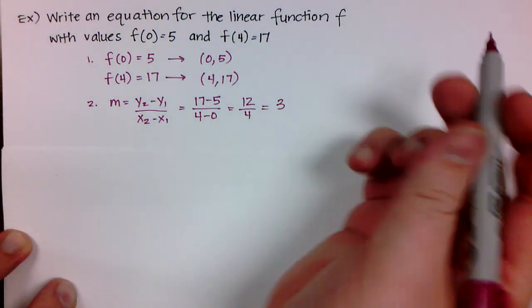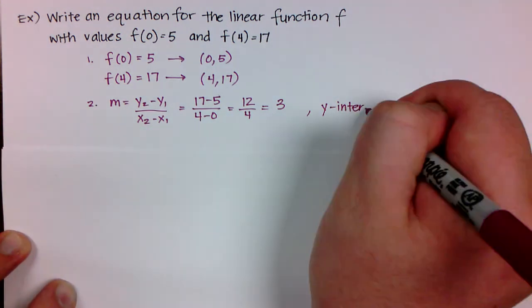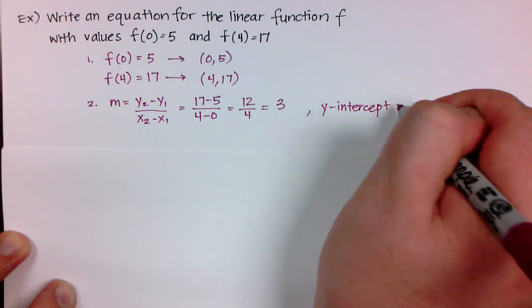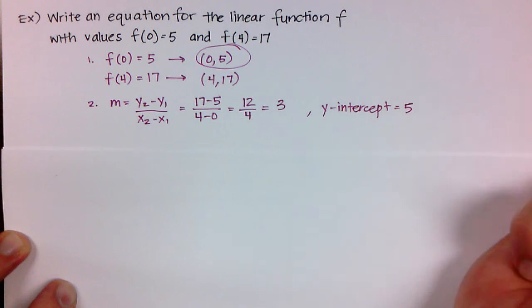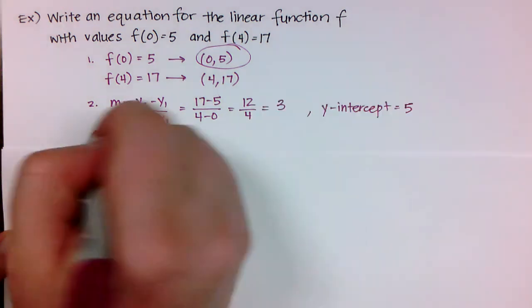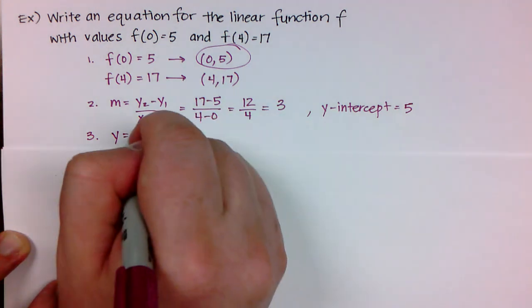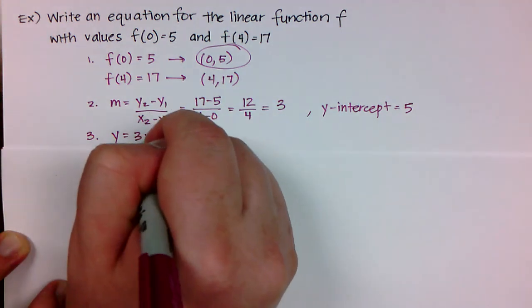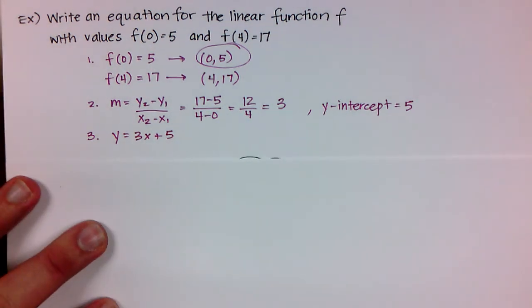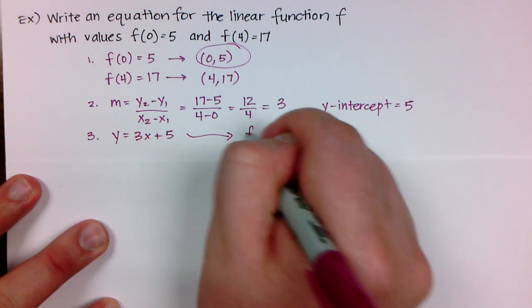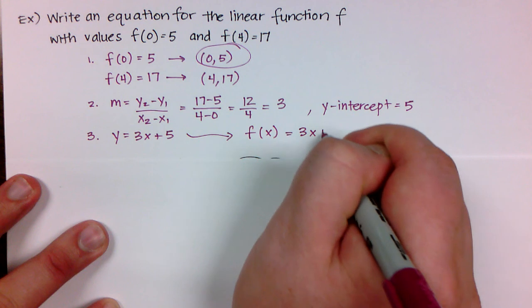There we go. And then I also see, oh, my y-intercept. I don't even have a graph. But I can see from this point right here, the (0, 5), that the y-intercept is going to be at positive 5. So when I combine these as a regular equation, it would be y is equal to 3x plus 5. The only thing that you need to change when you write it as a function is instead of saying y, we're going to say f of x is equal to 3x plus 5.